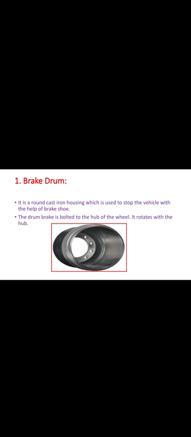Brake drum: it is a round cast housing which is used to stop the vehicle with the help of the brake shoe. The drum is bolted to the hub of the wheel and it rotates with the hub. Brake shoe: it is the frictional part of the brake drum. Without it, the working of the brake is not possible.